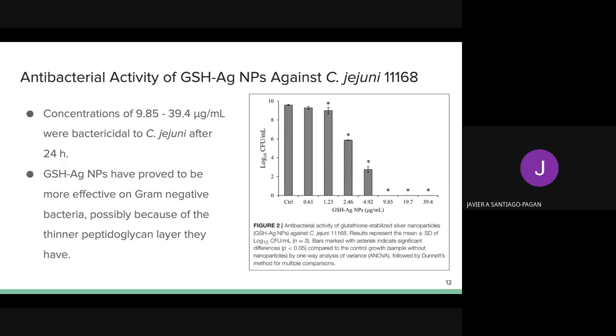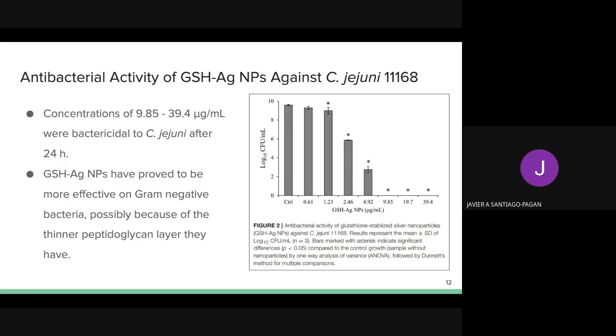For the antibacterial activity of these silver nanoparticles against the C. jejuni strain, they show that concentrations of 9.85 to 39.4 micrograms per milliliter were bactericidal to this C. jejuni strain after 24 hours. Bactericidal means that there's no more bacterial content left.